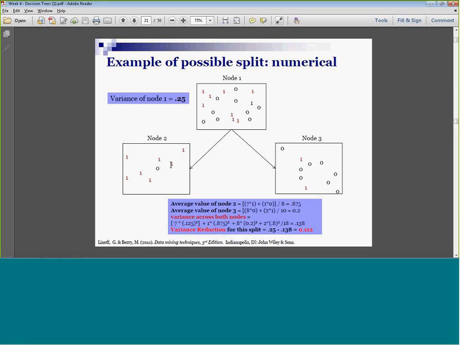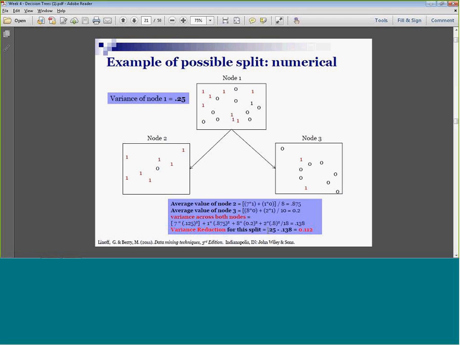Well, the ones differ from the average value by 0.125. So we take that variance for the ones and square it, multiply it by 7. The 0 differs from the average variance by 0.875. We square that, multiply it by 1. There's only one 0 over here. Then we add those up, divide by the total, and get 0.138. And so that's the variance for that side. And then this is for the right node 3. Okay, this is node 2, this is node 3.